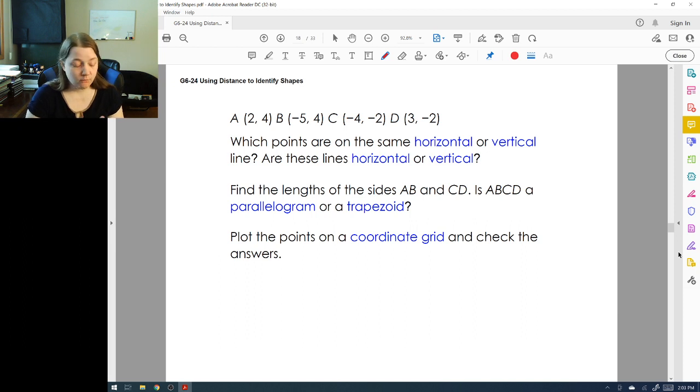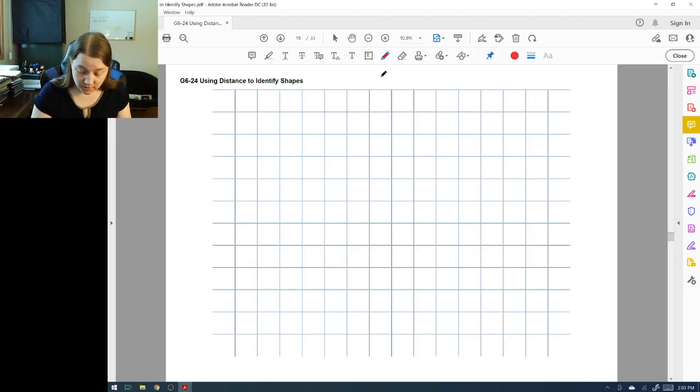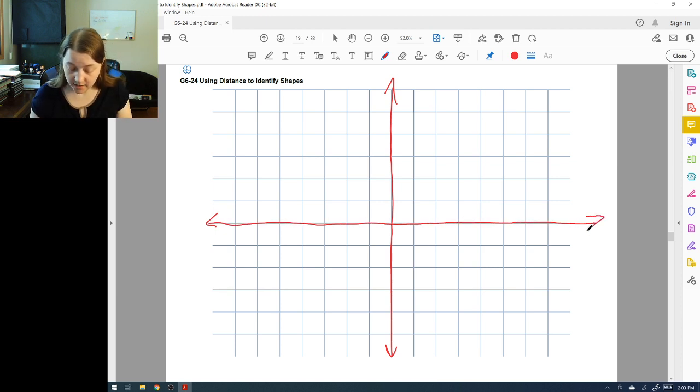All right, now we want to take a look at this shape and figure out if it's a parallelogram or a trapezoid. Take a minute, write down which ones you think are on the same horizontal or vertical lines. Write down if you think this is a parallelogram or a trapezoid. Let's go ahead and graph it to find out. So we're going to go ahead and make our coordinate grid. And again, if you want to look at the numbers while I'm doing this, you are welcome to go back.